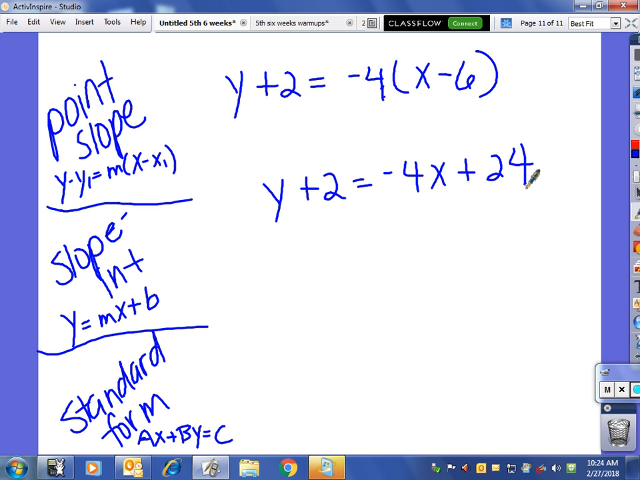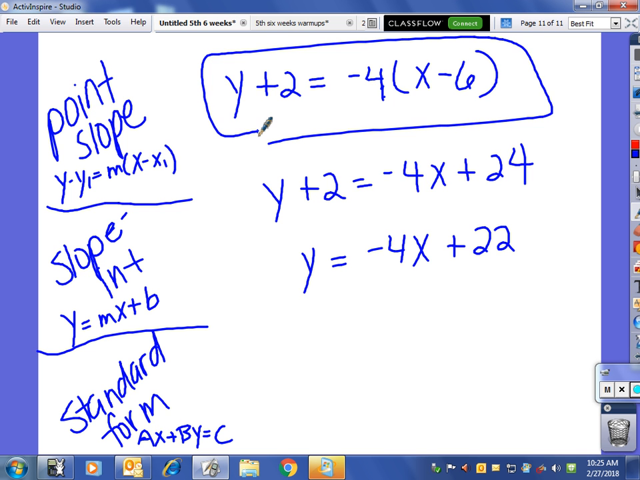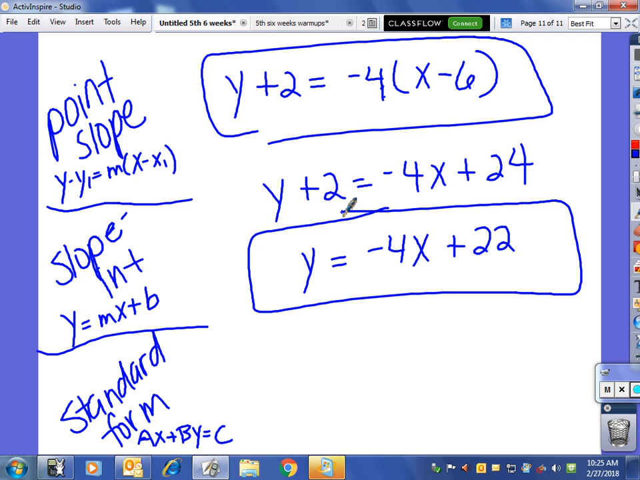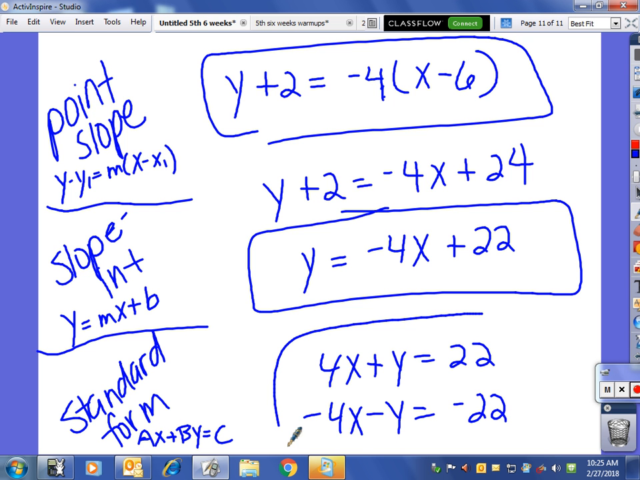Okay, so it's not that difficult, right? You got to distribute, and then you got to move that 2 to the other side. That's not that bad. What did y'all get for slope intercept form? Y equals negative 4x plus 22. So here's what it looks like in point slope. Here's what it looks like in slope intercept. One more little step to make it standard. 4x plus y equals 22. Or they could have negative 4x minus y equals negative 22.